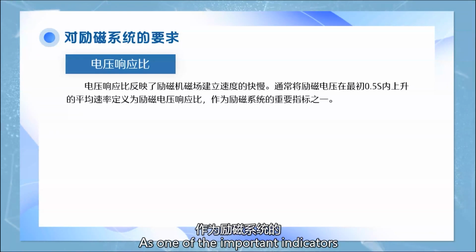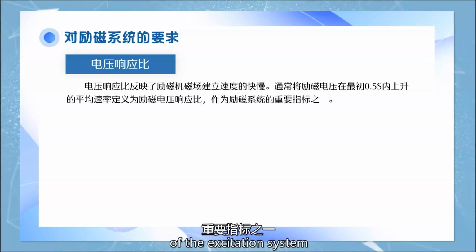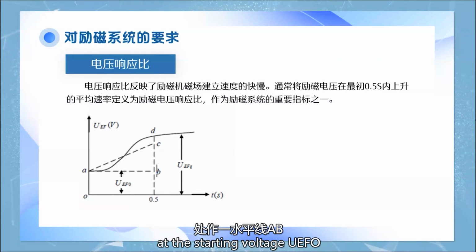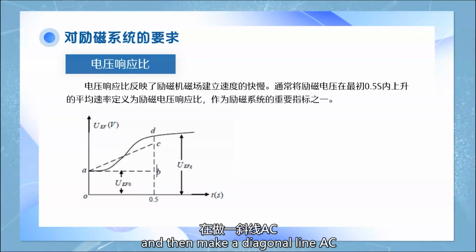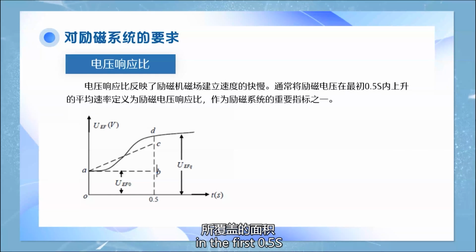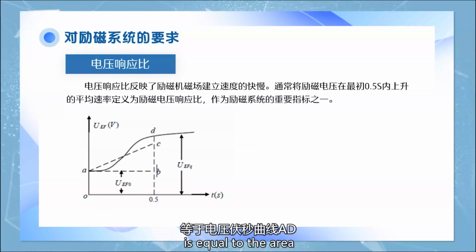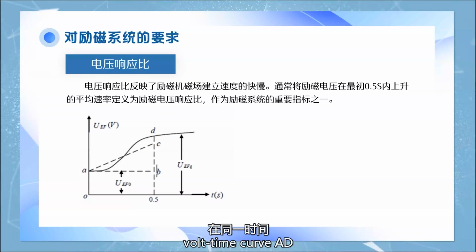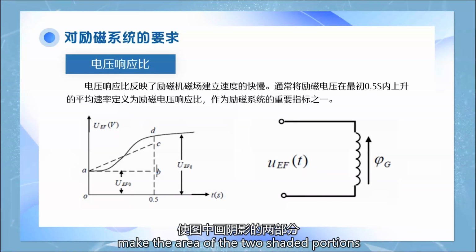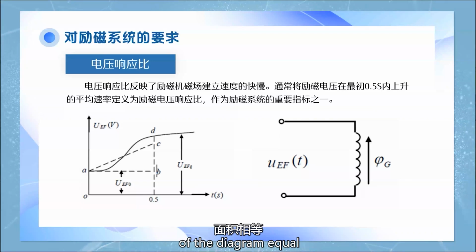As one of the important indicators of the excitation system, make a horizontal line AB at the starting voltage UEFO, and then make a diagonal line AC so that the area covered by it in the first 0.5 second is equal to the area covered by the voltage-time curve AD at the same time. In other words, make the area of the two shaded portions of the diagram equal.